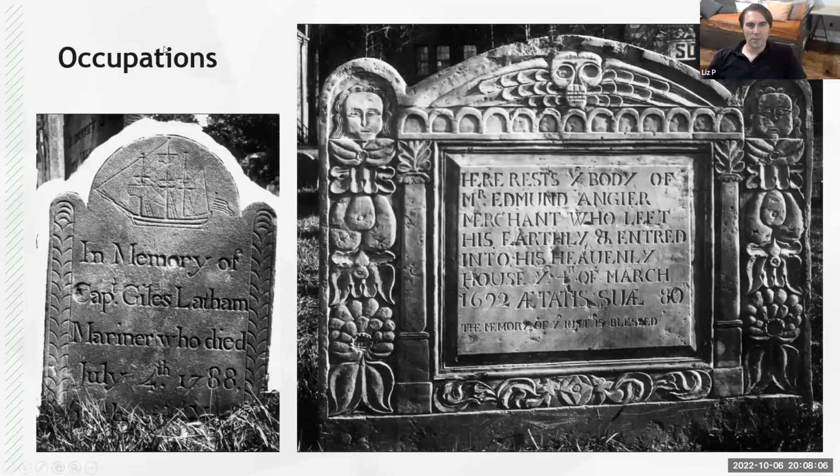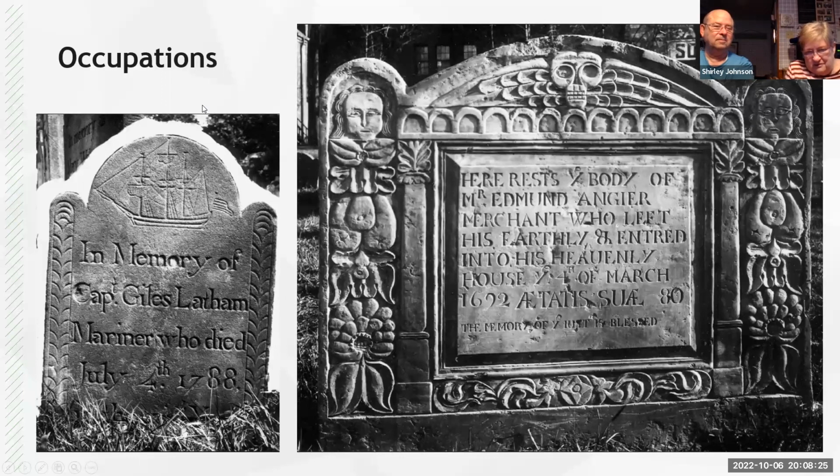All right. Other ones you can get are occupations. Sometimes there are symbols that suggest that. Look at this one on the left, there's a boat, and it says it's in memory of Captain Giles Latham, a mariner who died. So that symbol can clue you in on their occupation. The one on the right doesn't really show a symbol of their occupation, but just notes it in the writing: here rests the body of Mr. Edmund Anger, merchant.